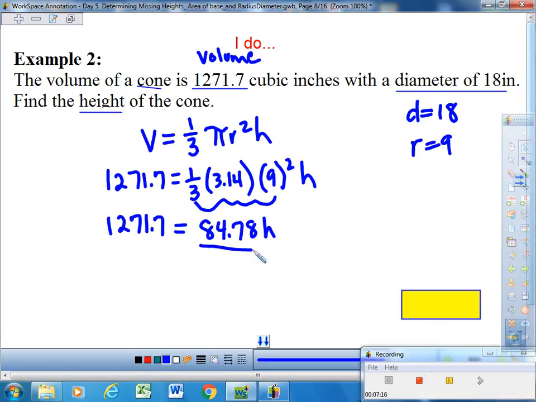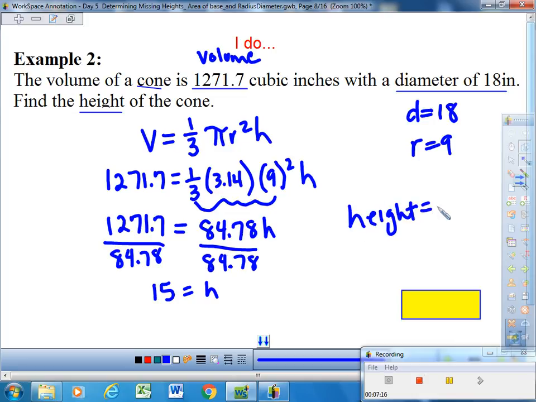All right, so then just divide by 84.78. So h equals 15. So my height equals 15 and it's inches.